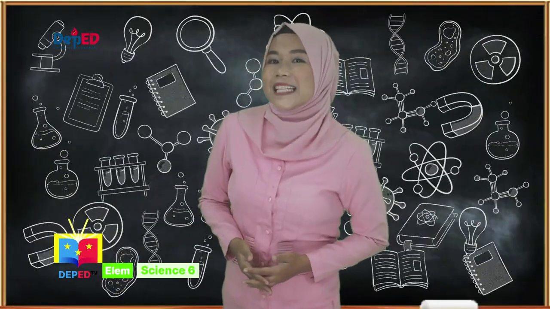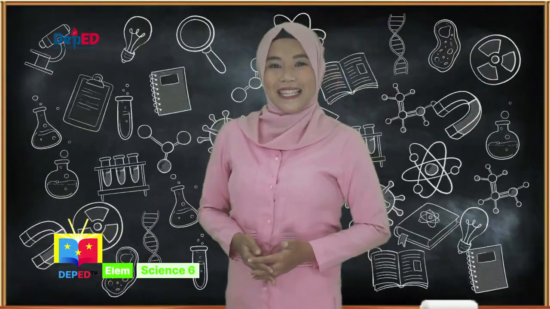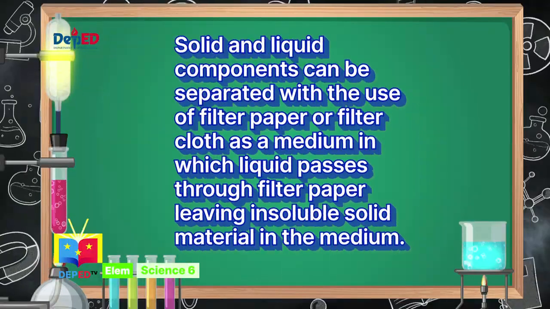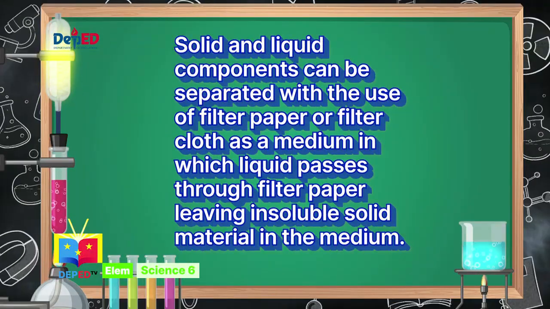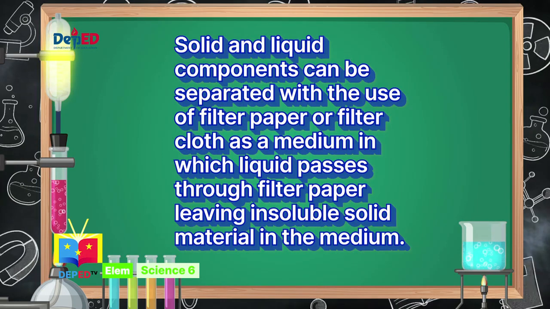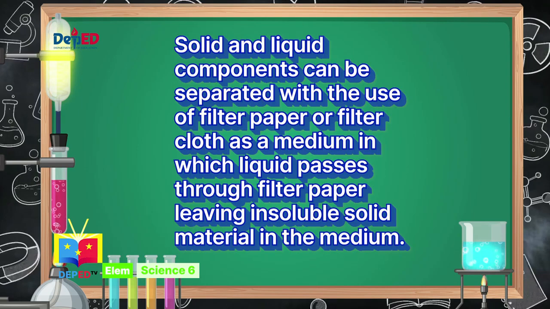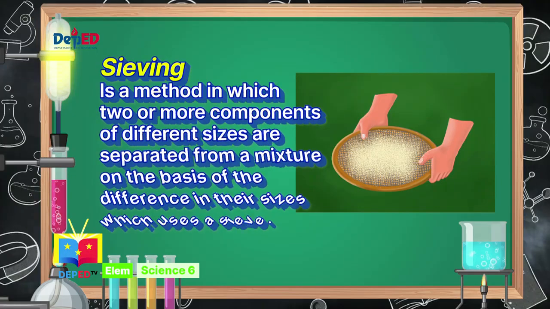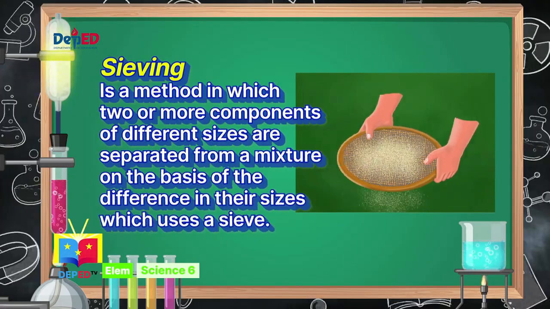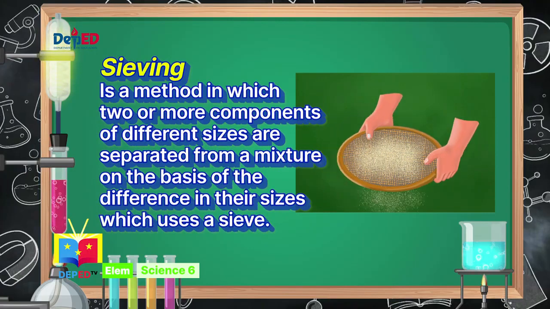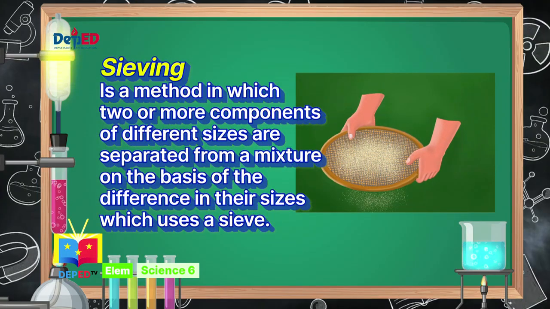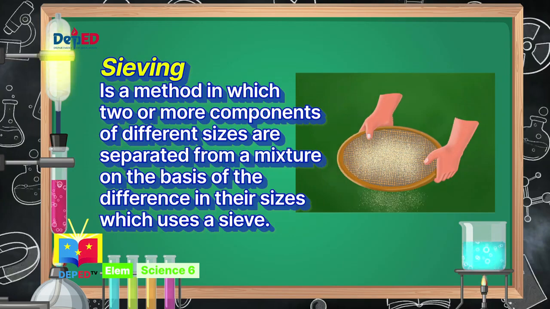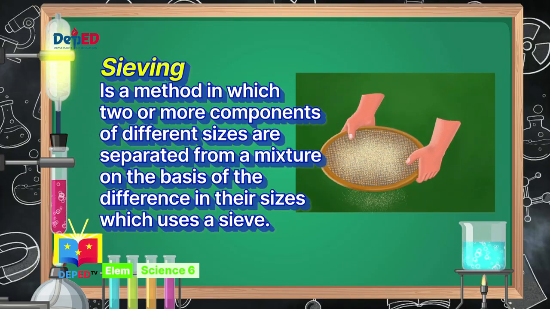Now, let's find out the details of these two techniques. Solid and liquid components can be separated with the use of filter paper or filter cloth as a medium in which liquid passes through filter paper, leaving insoluble solid material in the medium. Sieving is a method in which two or more components of different sizes are separated from a mixture on the basis of the difference in their sizes, which uses a sieve.